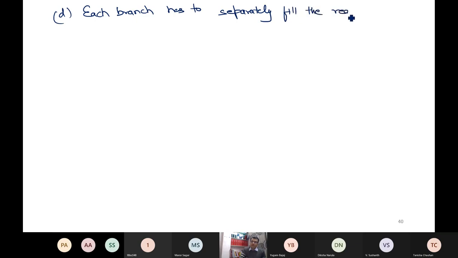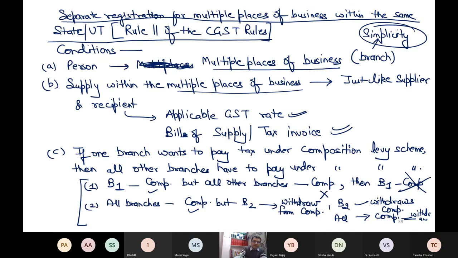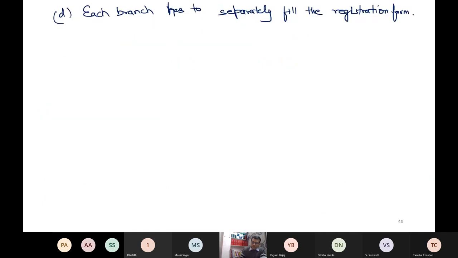And third, each branch has to apply separately. Each branch has to separately fill the registration form. These are the conditions to be fulfilled if you want separate registration for all your branches within the same state. Each branch has to separately fill the registration form. You cannot say that since we all are branches, only one form is separate. No, fill separate form. That's it. This is what section 25(2) and last subsection says.